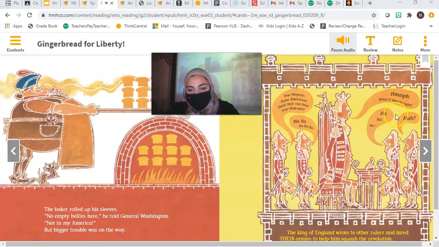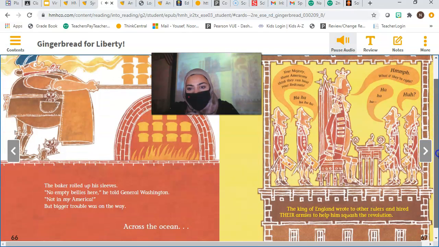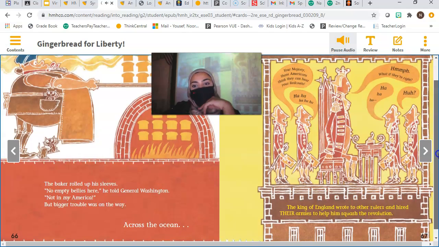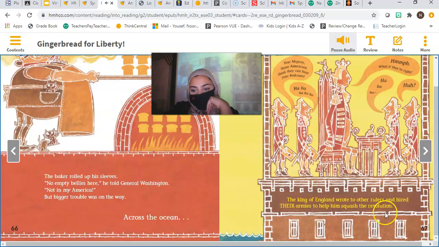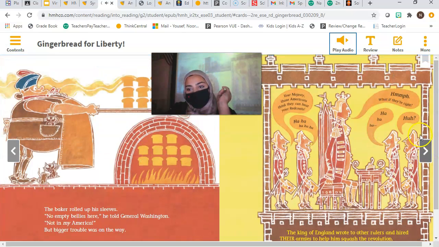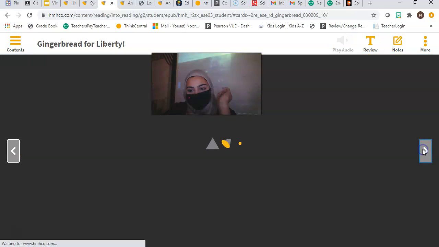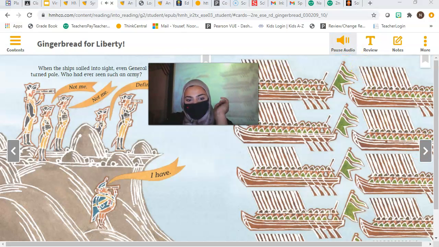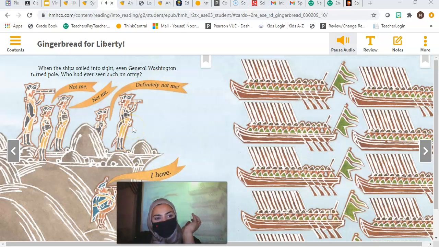Across the ocean, Your Majesty, those Americans think they can beat your redcoats. Ha ha ha ha ha! What if they're right? Ha ha ha! The King of England wrote to other rulers and hired their armies to help him squash the revolution. Uh-oh. When the ships sailed into sight, even General Washington turned pale.